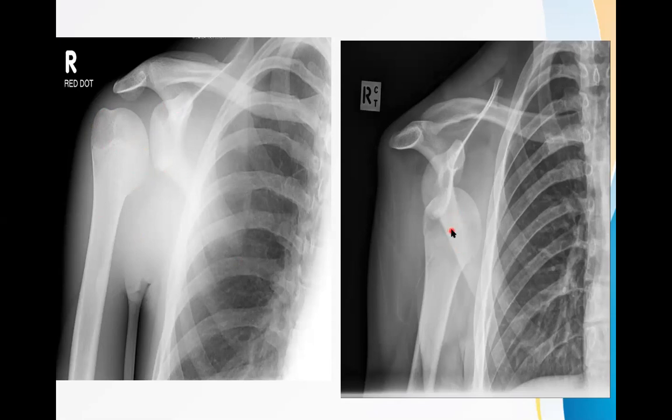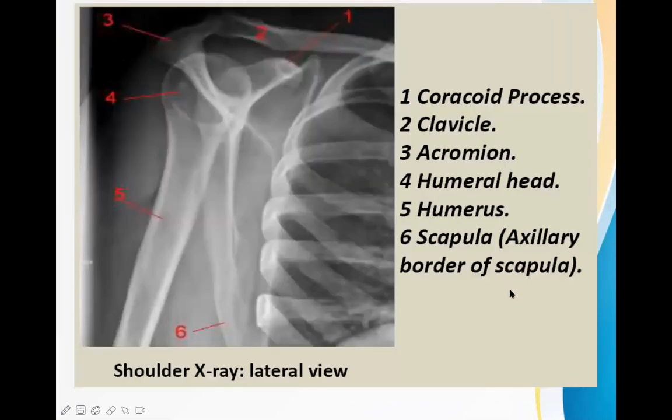But look here. Okay. Look at this. This is glenoid cavity here. This is the circumference of the glenoid cavity, and head of the humerus is completely out of the glenoid cavity. So this is dislocation. It is coming anterior. So we call it anterior dislocation. So very, very easy type of diagnosis. Okay, so see there, these anatomical landmarks are so important.